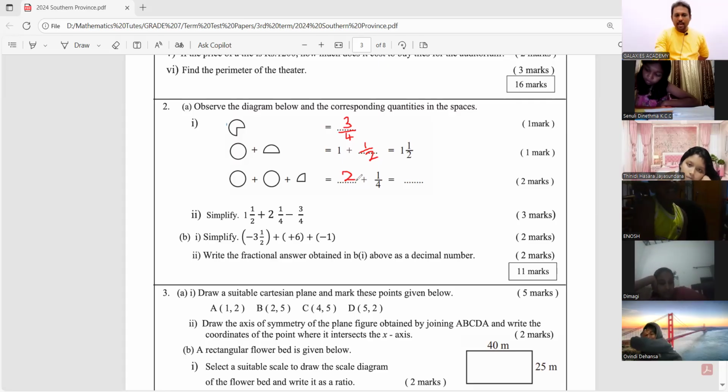Then you can add these two values, 2 and a quarter, right? How can you write that as a mixed number? 2, 1 over 4, right? 2 and a quarter.